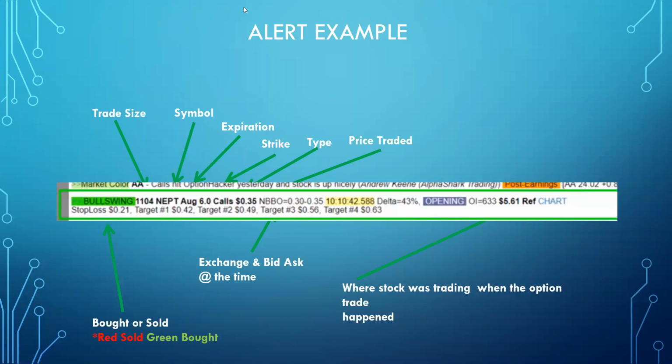Yeah, for sure. So right here you see this is 1104 NEPT August 6 strike calls traded at 35 cents.